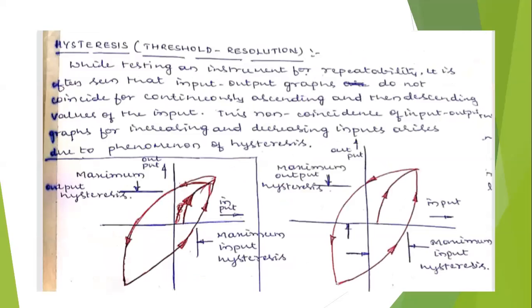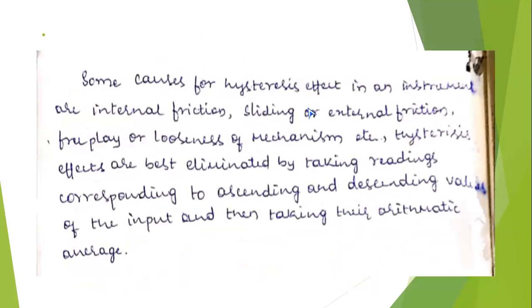Next, come to the point: hysteresis, threshold, resolution. This is very much essential for manufacturing of utensils and vehicle bodies, the rim of a two-wheeler, and the body of a boiler. It is produced by using this phenomenon, that is hysteresis or threshold resolution.